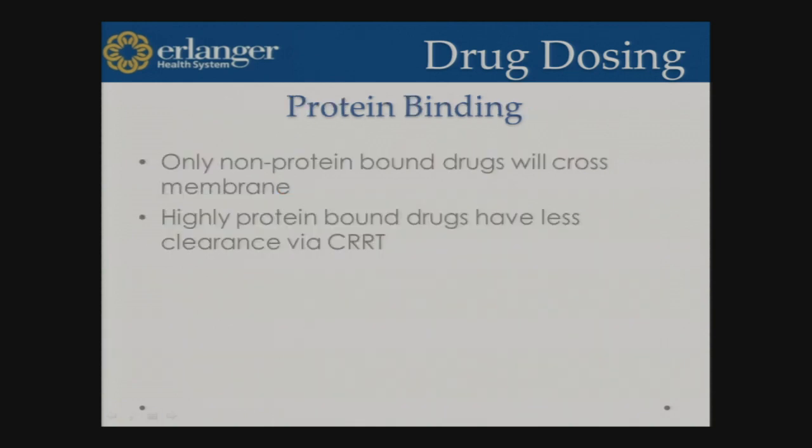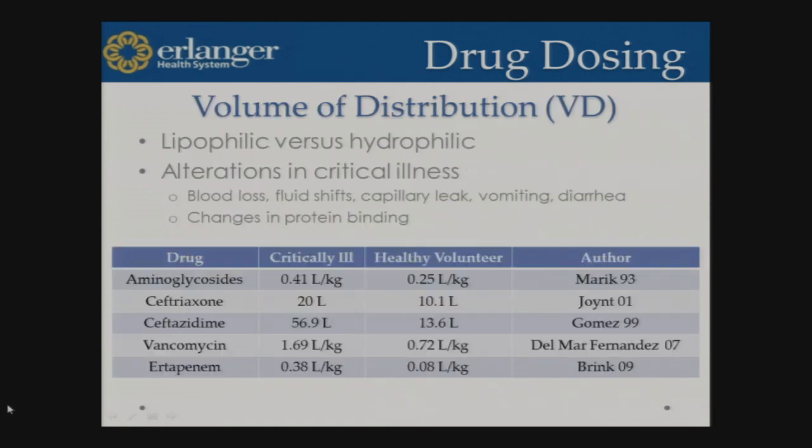Protein binding is another thing we have to think about. Only non-protein bound drugs are going to cross that membrane, and so highly protein bound drugs are going to have less clearance via CRT. Volume of distribution is also important when we're talking about lipophilic versus hydrophilic drugs. If you've got a drug that's very lipophilic, it probably has a larger volume of distribution, and so it's distributed into the tissues and not in the plasma. And when most of the drug is in the tissue, it can't be removed by the CRT.